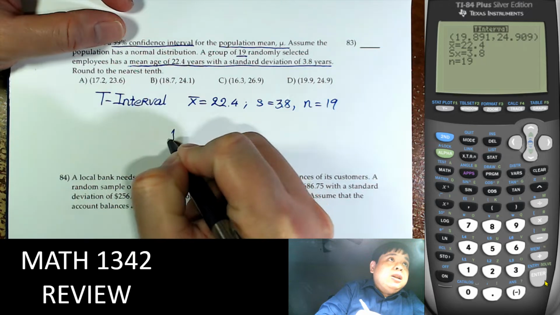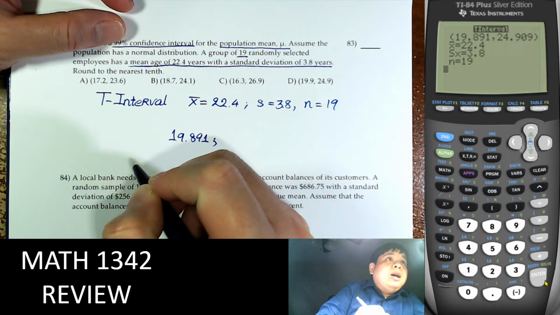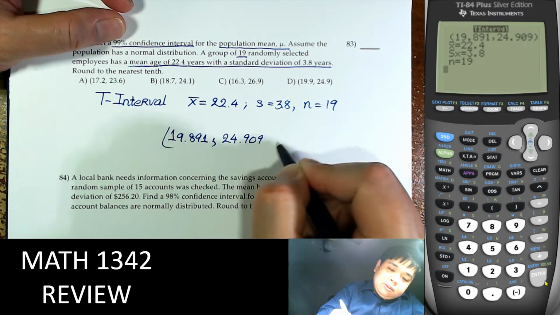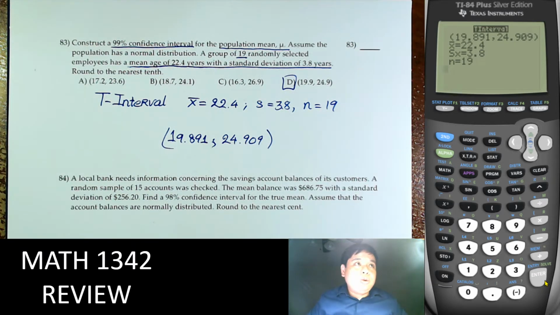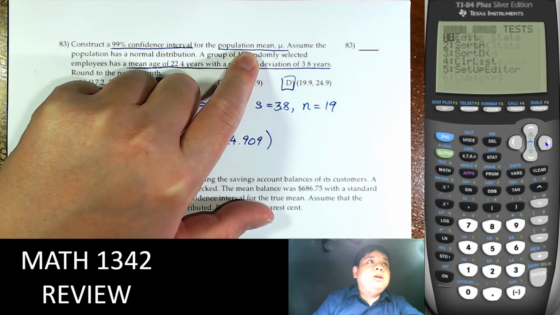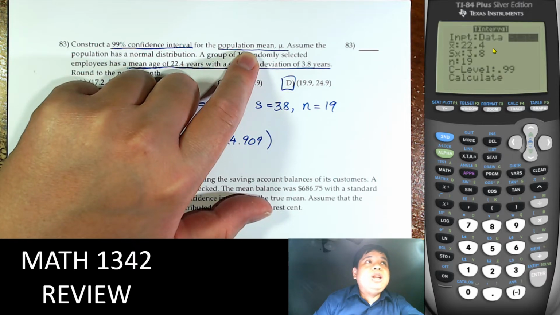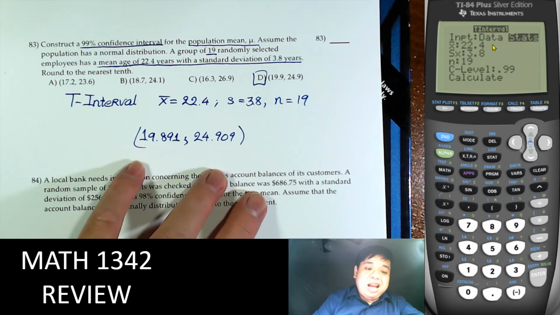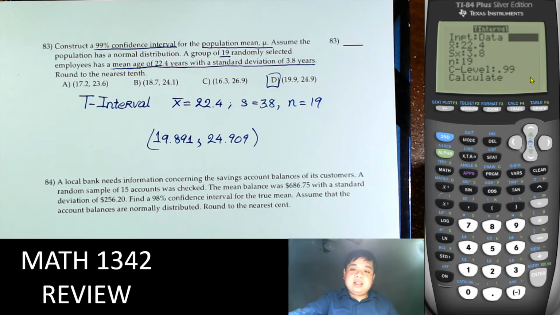So we get 19.891 and 24.909. So will be, of course, this one. Like I said, for this one we just used the calculator. For the population mean, we will use the t interval. And for the t interval, we can use the data if we are given the data like this, or we use stat if we are given the information of the sample. So pretty much that.